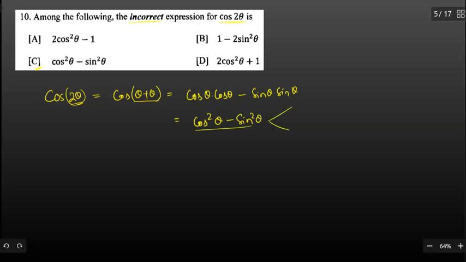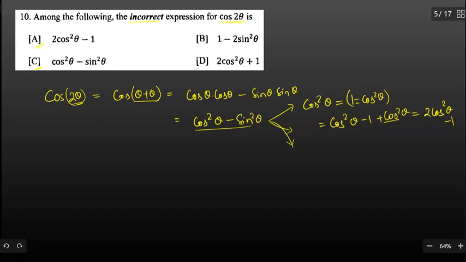Now this can have two other forms too, if we express sine in terms of cos and cos in terms of sine. So let's express sine in terms of cos. Sin square theta is equal to 1 minus cos square theta. So cos square theta minus (1 minus cos square theta) is equal to cos square theta minus 1 plus cos square theta. Since a minus sign multiplied by the minus sign inside becomes plus, it becomes cos square theta plus cos square theta minus 1, that is 2 cos square theta minus 1. So 2 cos square theta minus 1, option A also gets cancelled.